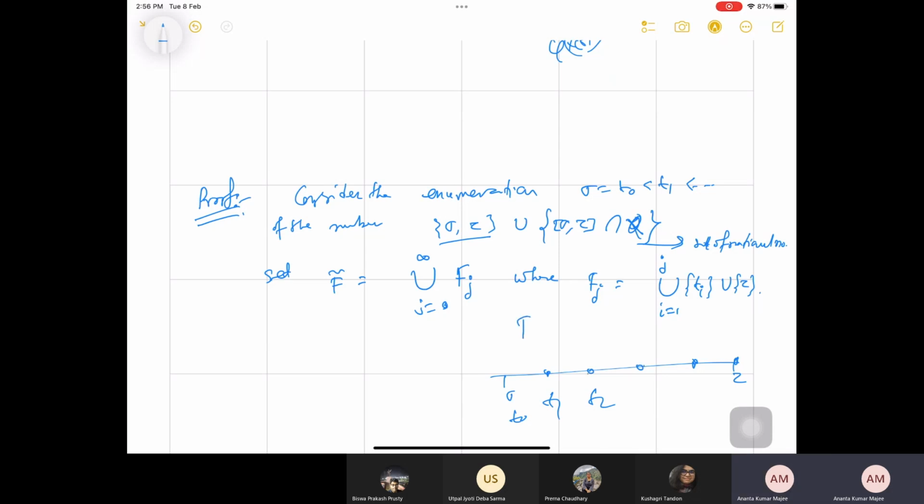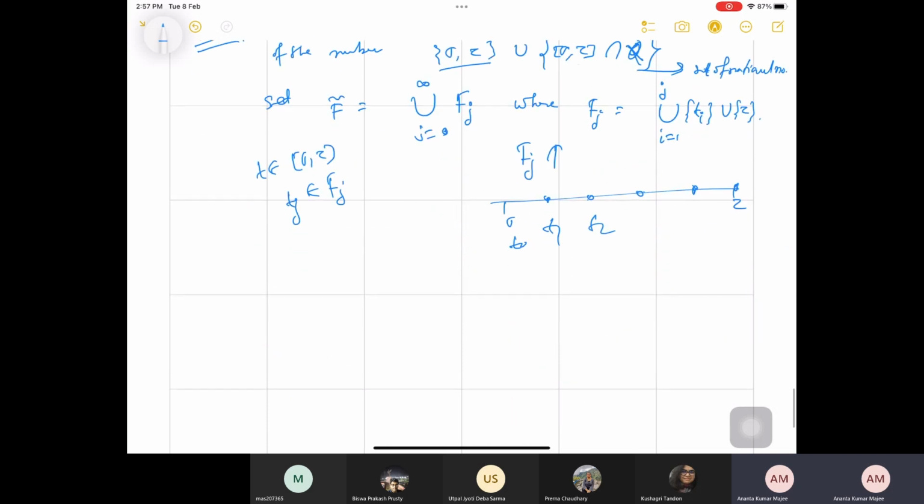So you see this f_j is basically increasing, is it not? And the enumerations I have are in this set, intersection Q, and Q is dense. So from there you see that my F tilde has dense points of sigma tau, is it not? That means if I consider any t in sigma tau, I can always find t_j in f_j, or q_j points, such that t_j converges to t, because Q is dense in that interval.